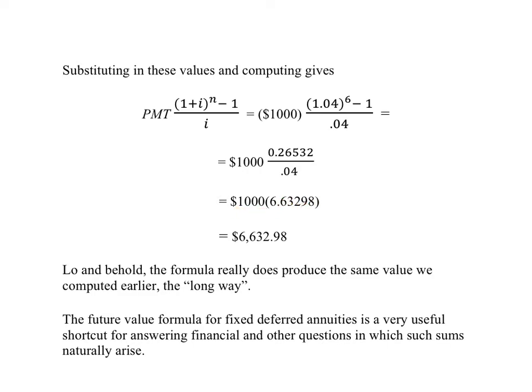Ultimately, we find out that if $1,000 is the regular payment amount, then $6,632.98 is the total. So this formula has taken into account all the information that's been given. This is the final result. Lo and behold, our formula gave us the same answer as working it out the long way. That's really good news, because from now on, we're allowed to use this formula instead of working out these future values the long way.